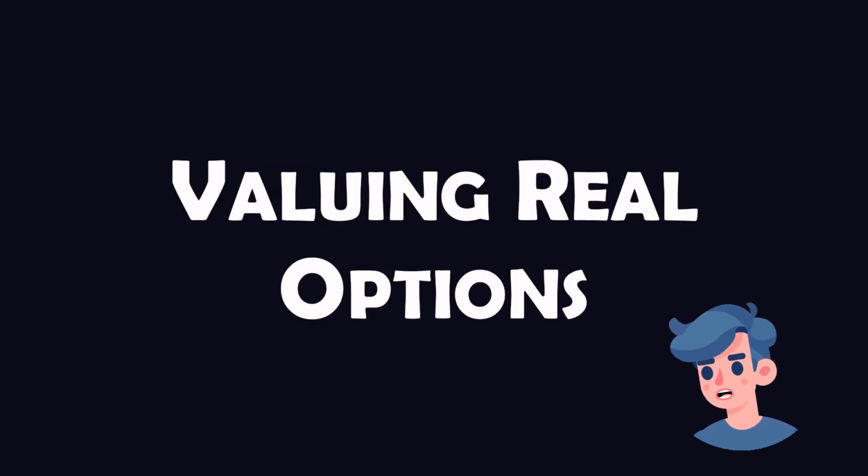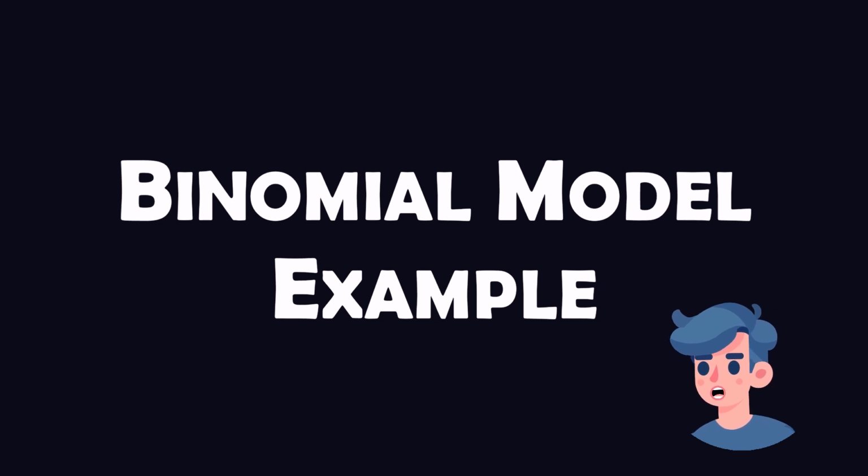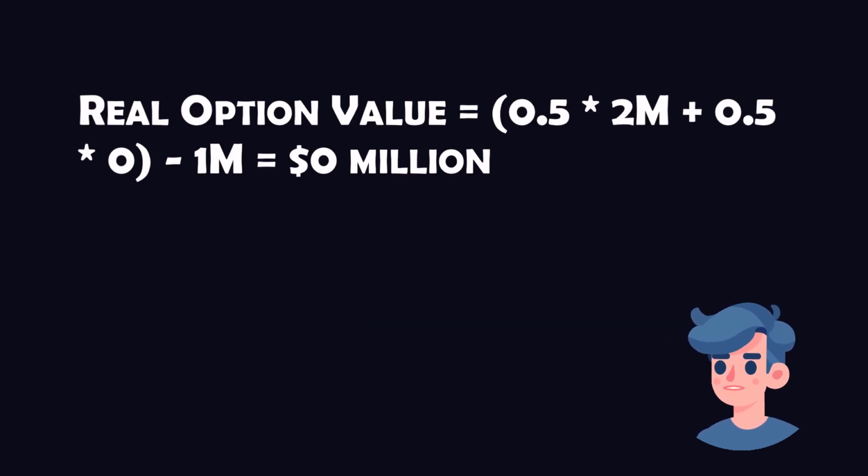Real options can be valued using techniques similar to those used for financial options, such as the Black-Scholes model or binomial models. These methods consider the volatility of the underlying asset, the time to expiration of the option, and other factors. Let's look at an example of a binomial model to value a real option. Suppose a company has a project that costs $1 million today, which can yield $2 million or $0 in 1 year. The up and down probabilities are 50% each. Using the binomial model, we can quantify the project's real option value.